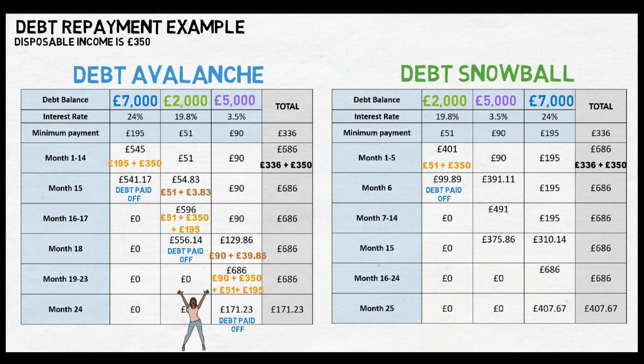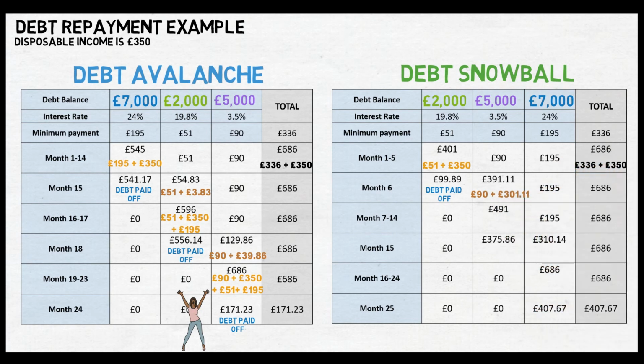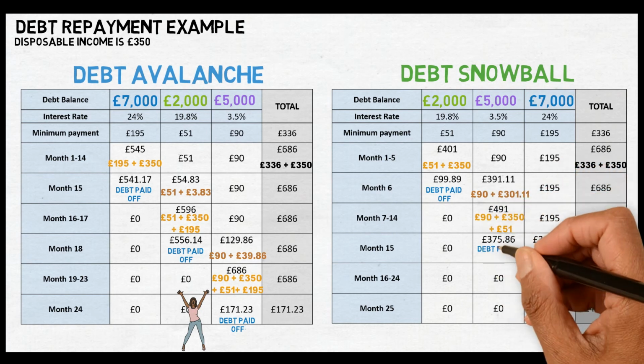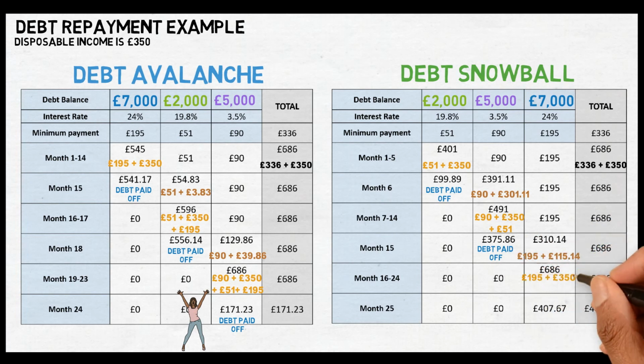However, the credit card debt will be generating more interest during this time. We'll compare this later. So in the 6th month, the outstanding balance of £99.89 is paid, and the remaining disposable income of £301.11 is added to the personal loan. Feel free to pause to see the calculations and compare each table. As you can see, between the two strategies, there is just a 1 month difference on becoming debt-free.